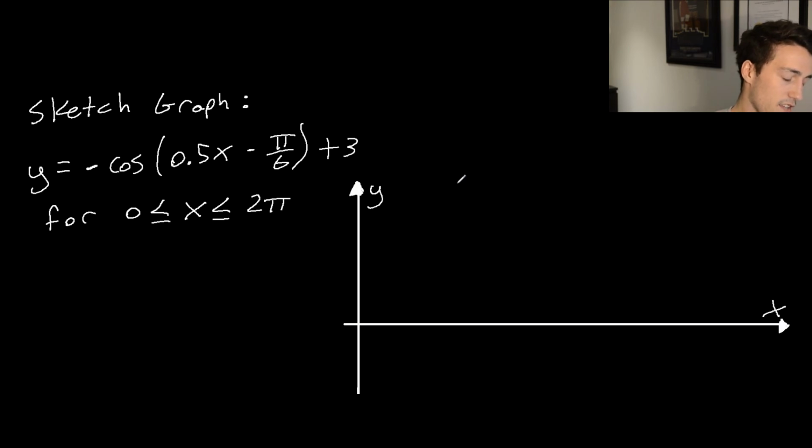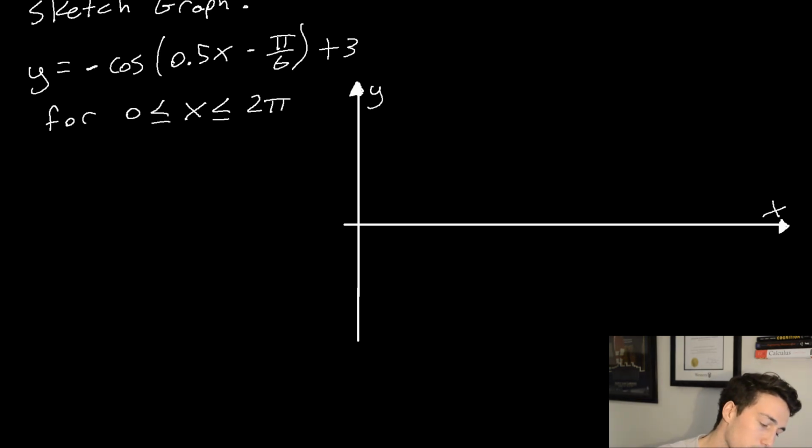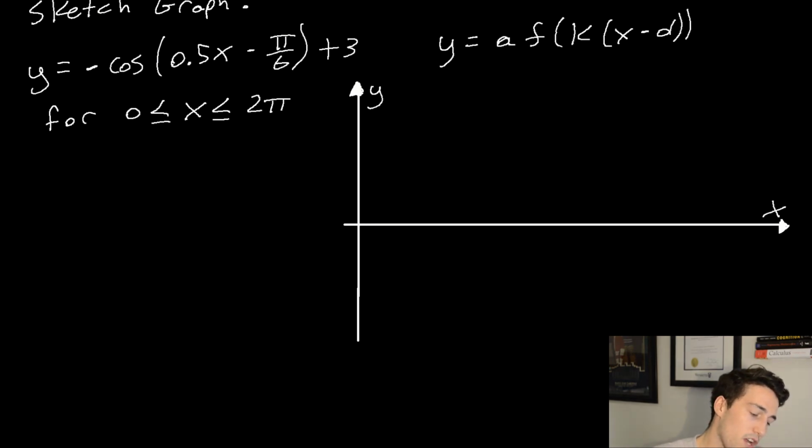So the next question is a cos graph, and we have y is equal to negative cos 0.5x minus pi over 6 plus 3. So here, I want this to be in our form where we have y is equal to a f, and then it's k times x minus d, plus c. This k is attached to this x, and I wanted it factored out of the x and this d term.